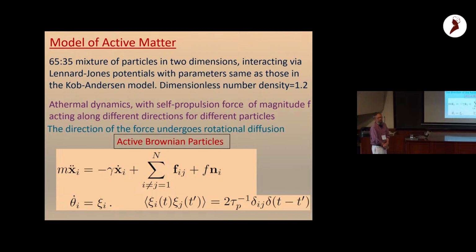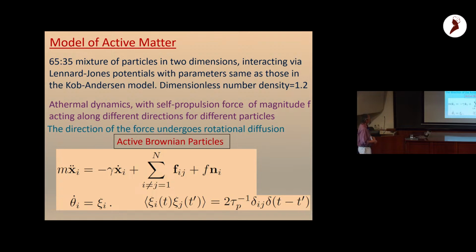Okay, so everybody is clear on the model? The blue-red also interact? Yeah, everybody interacts. So there are three types of Lennard-Jones potential. And those parameters are chosen to prevent phase separation and crystallization.